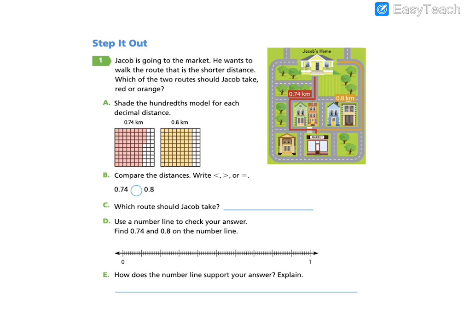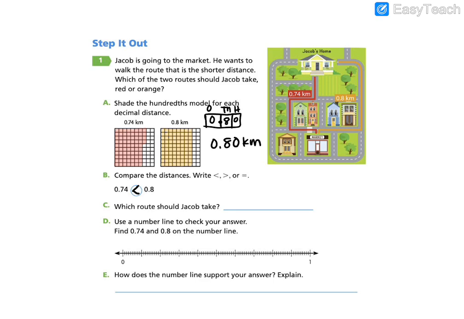All right, so you should have your model shaded with 74 hundredths and 8/10. Okay, remember each column is worth 1/10. So which of these is greater? 8/10 or 74 hundredths of a kilometer? And if you're still feeling stuck, we can think about 8/10 in our model. We have 0 ones, 8/10, and 0 hundredths. So this could also look like 80 hundredths of a kilometer. So 8/10 is greater.